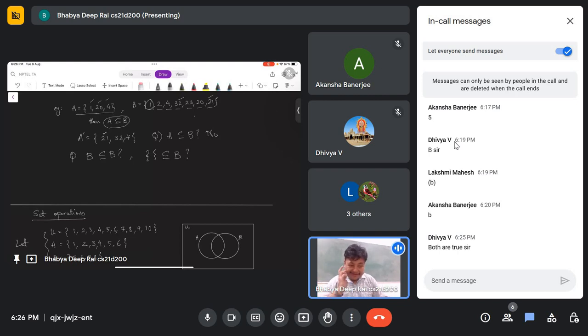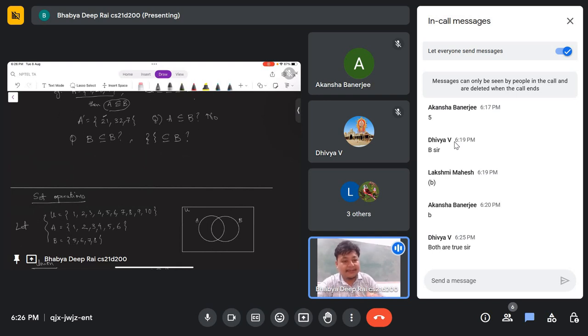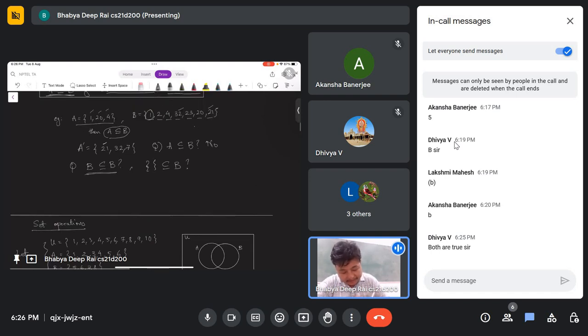Well, if any of you are confused about this, it is true that B is contained in B. What is the definition of subset? All the elements in B should be contained in B, and that is true, right? Any element within itself is contained in itself, right? So this is true.